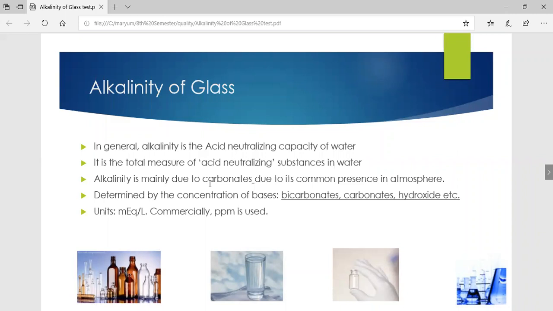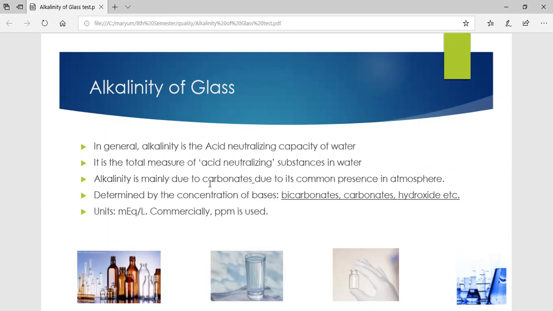Hello everyone, today we are going to study alkalinity of the glass. So the question arises, what is the alkalinity of the glass? In general we say that alkalinity is just the acid neutralizing capacity of the water.